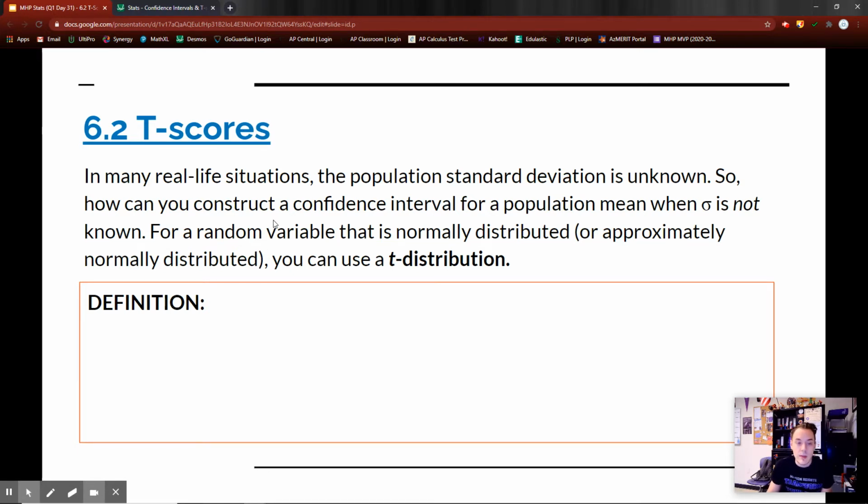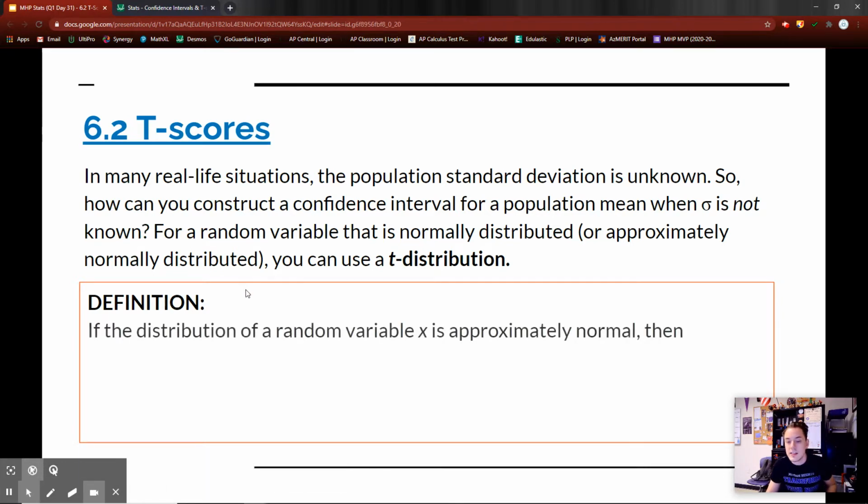So in many real-life situations, the population standard deviation is simply just not known. We just don't know that. Whereas in the last video, we actually did know that. They gave us the standard deviation of the population. So if they don't give that to us, and if we don't know it, how can you construct a confidence interval for a population mean when your standard deviation is simply not known? For a random variable that is normally distributed or approximately normally distributed, you can use what we call the t-distribution.